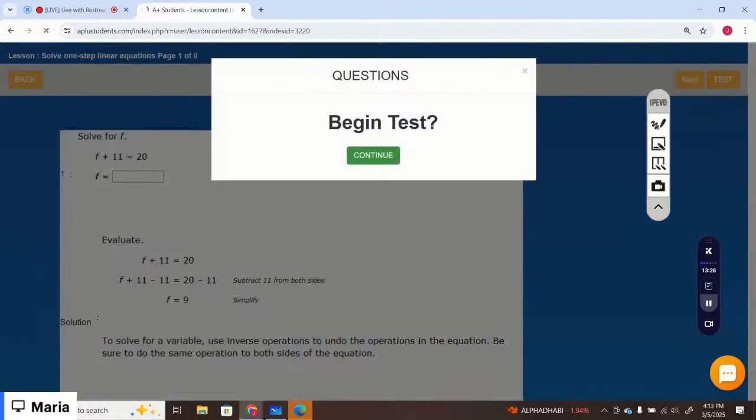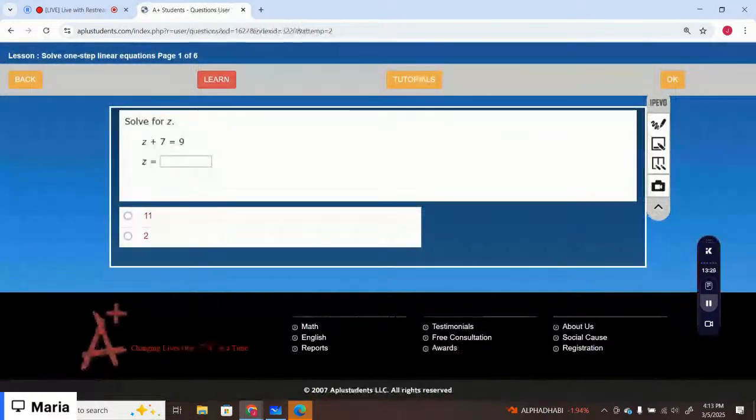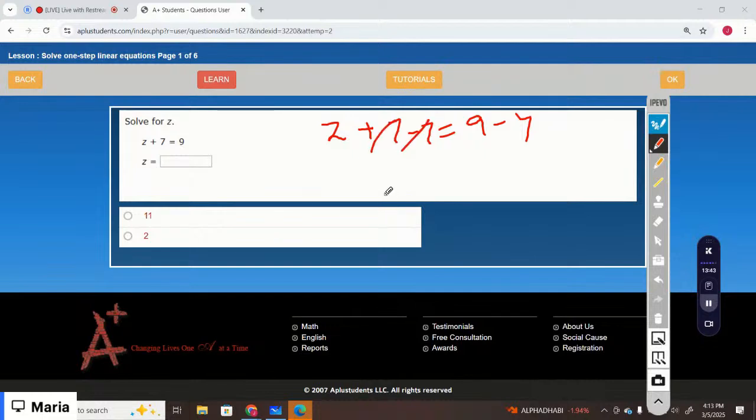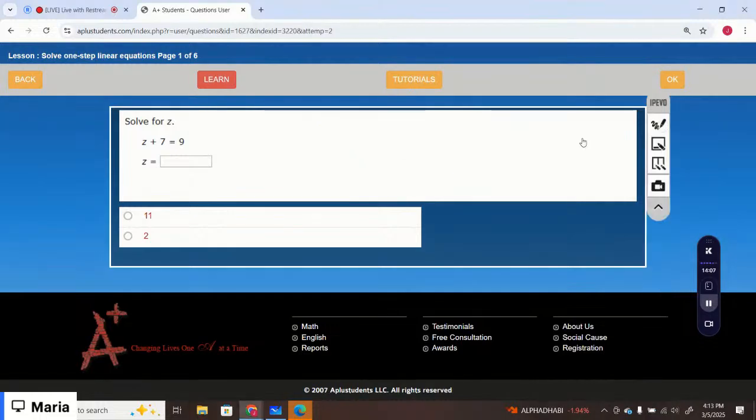Let's just start with the test questions. Solve for z. z plus 7 equals 9. We need to calculate the value of z. So let's start with the inverse operation. You have to isolate the variable z. So subtract 7 from both sides. 7 minus 7 is 0. So z equals 9 minus 7 equals 2. So z equals 2. Option number 2 is the correct option.